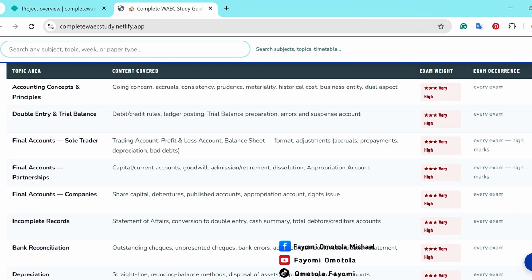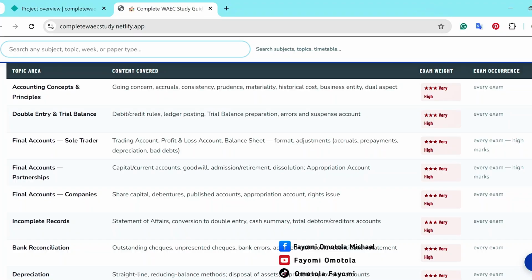Now, what are the topics in the syllabus that we are looking at? The reason for these topics is not that they are the only topics in the syllabus, but their exam weight is high. Aside from that, they appear every year, every exam, and they carry weight. Imagine somebody only reads a few of these topics, and the person has already studied more than 80% of the topics for this exam. That's what we are talking about.